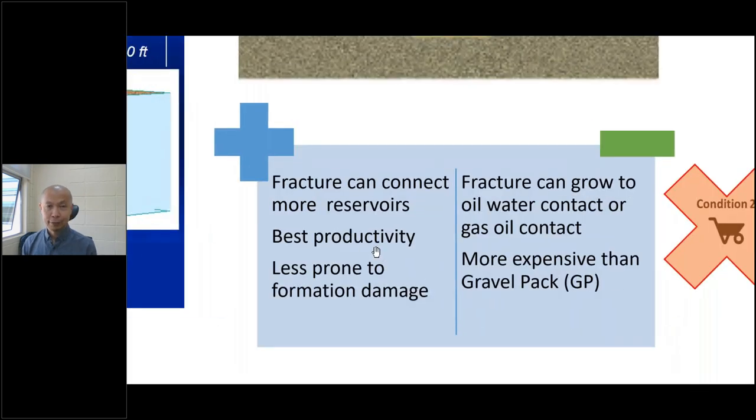The plus is that when we deliberately frac, we may connect more reservoir. You can frac in one reservoir, but the frac might propagate vertically to connect more than one. It offers the best productivity amongst all the sand control methods. It is less prone to formation damage because you are producing with lower velocity. You have a bigger flow area, lower velocity, and less chance of mobilizing unwanted fines migration to the wellbore.